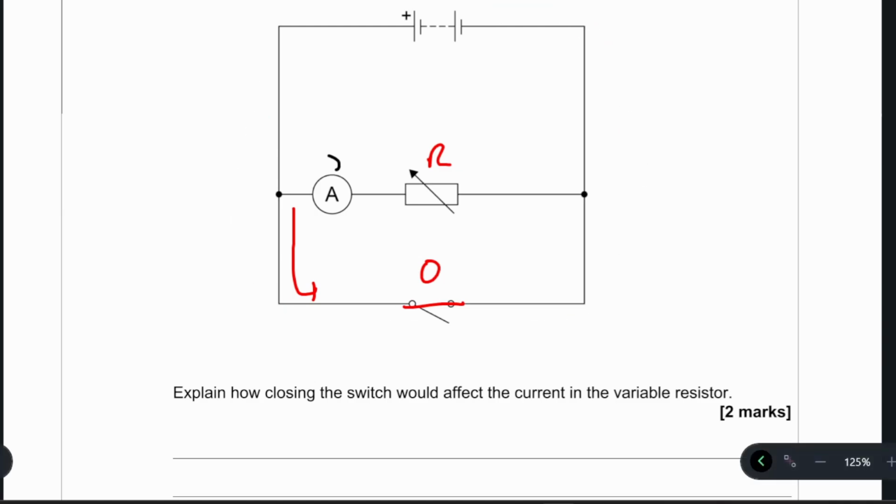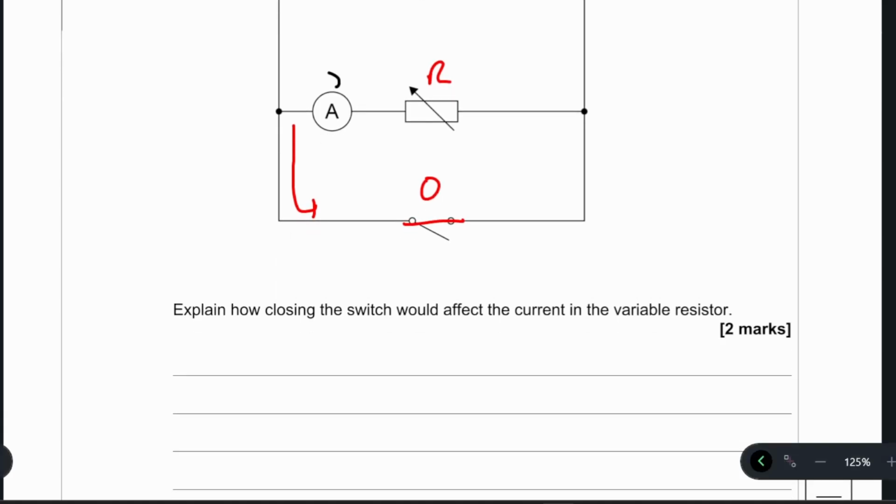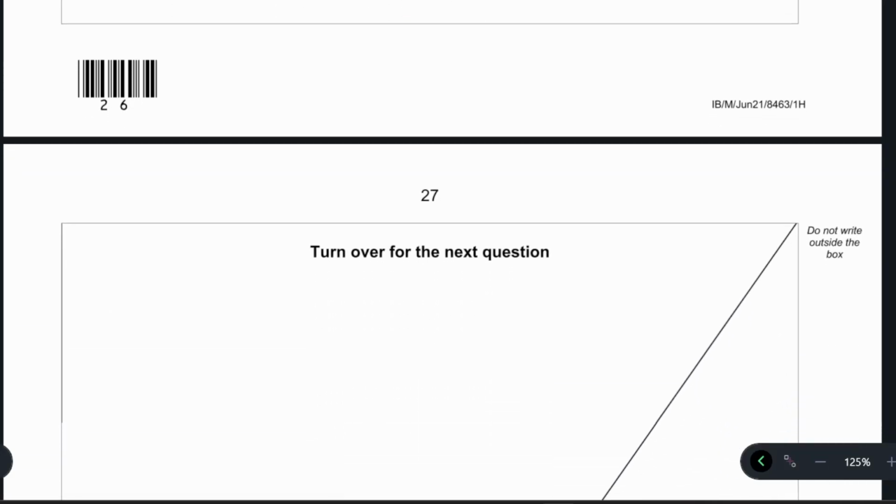As a result then, what would happen when we close the switch? What would happen to the current in the variable resistor? Well, the current would basically be 0. And the reason for that is essentially we've created a short circuit. Cool. And that's it for question 7.